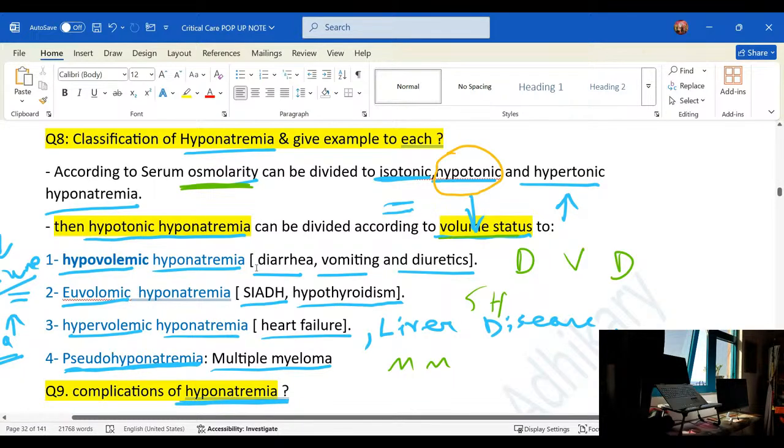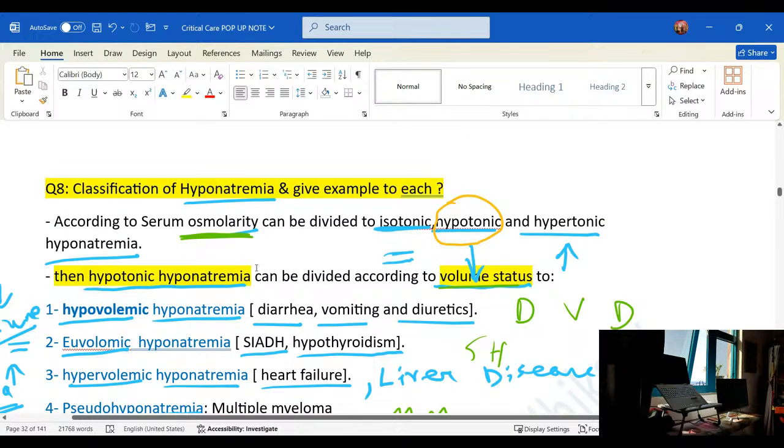Hyponatremia classification according to serum osmolarity can be divided into isotonic, hypotonic, and hypertonic. Hypotonic hyponatremia is again divided according to the volume.